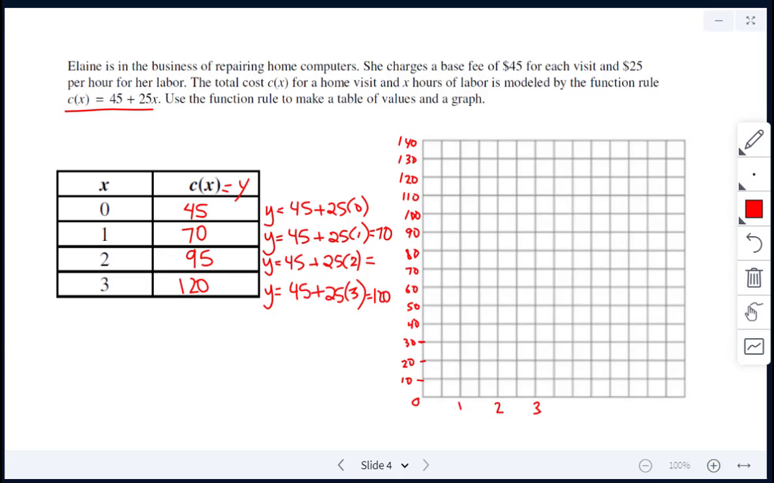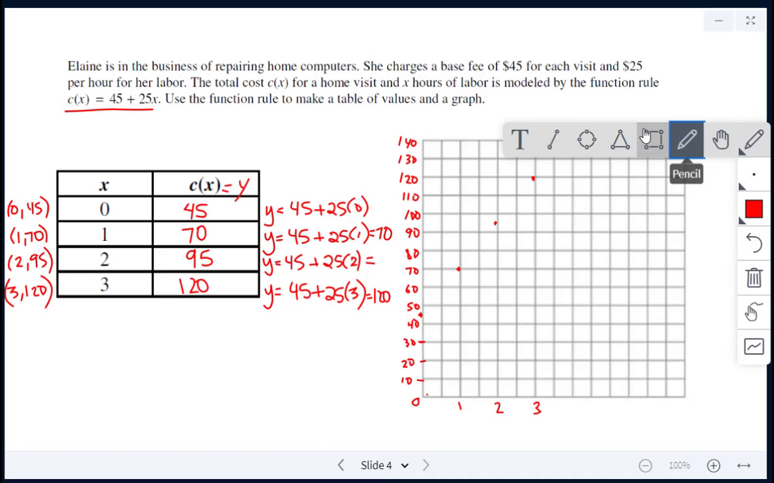All right, so our first point is at 0, 45. I'm just going to write it on this side here: 0, 45, 1, 70, 2, 95, and 3, 120. Okay, so at 0, it's 45, so right about there. At 1, it was 70, so right here. 2 at 95, so here. And 3 is at 120, so right there. All right, and then I can connect that as well.